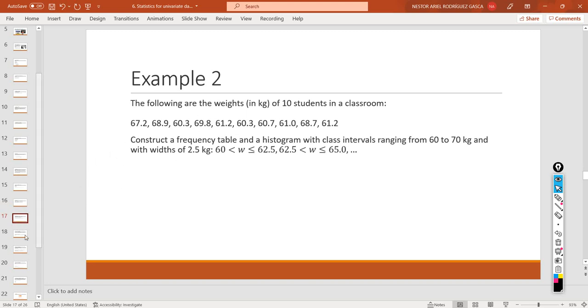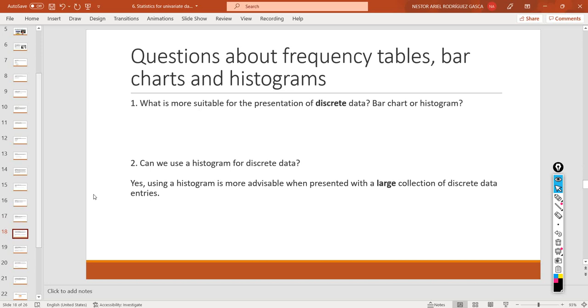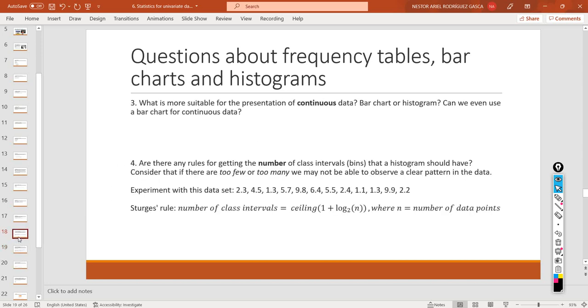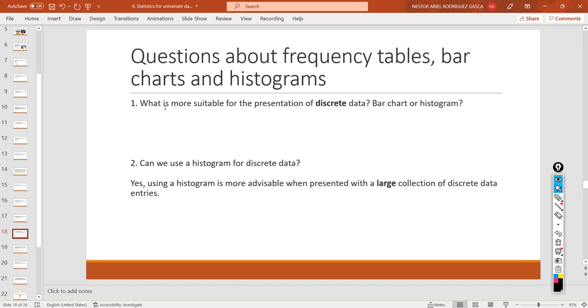And then after these two examples of frequency tables and histograms and bar charts, I'd like to address four questions. Questions about frequency tables, bar charts, and histograms. 1, 2, 3, and 4. So let's think about this.